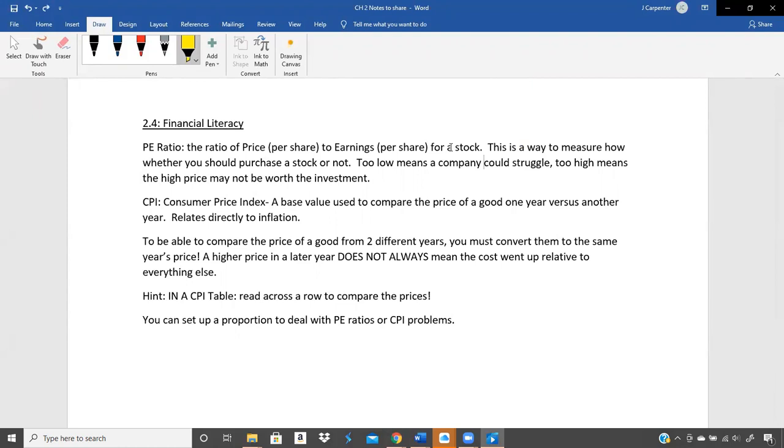Whereas if you bet on someone like Apple or Tesla, you might lose money today, you might gain money tomorrow, but Apple's not going to just disappear in a couple of days. Tesla's not just going to disappear in a couple of days. So too low of a PE ratio could come from the price per share being ridiculously low, and that means the company could struggle. But also if it's too high, then the price may not be worth the investment. The price per share may just be past the point of being worth investing.